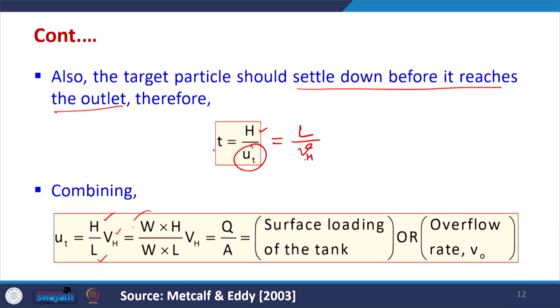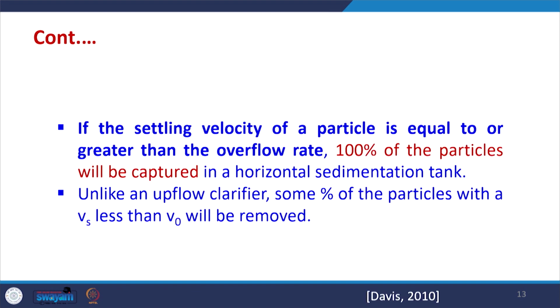Now, if we multiply both up and down by W for our case, W into H into Vh is actually Q, and W into L is the surface area. So, this is the surface loading or overflow rate that we determined earlier. That means Ut and the V0, the overflow rate, should be equal for the ideal condition. So, if the settling velocity of a particle is equal to or greater than the overflow rate, 100% of the particles will be captured in the horizontal settling basin.